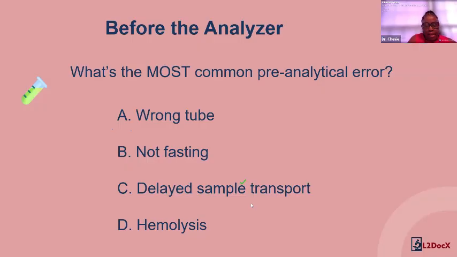Okay, somebody said wrong tube. That's Franklin. Who has a different choice? Franklin says that the most common pre-analytical error is wrong tube. Who wants to say something different from Franklin? Okay, nobody's putting an answer in the chat. Okay, someone said C, I saw it. Someone said delayed sample transport. Let's see what that answer really is.